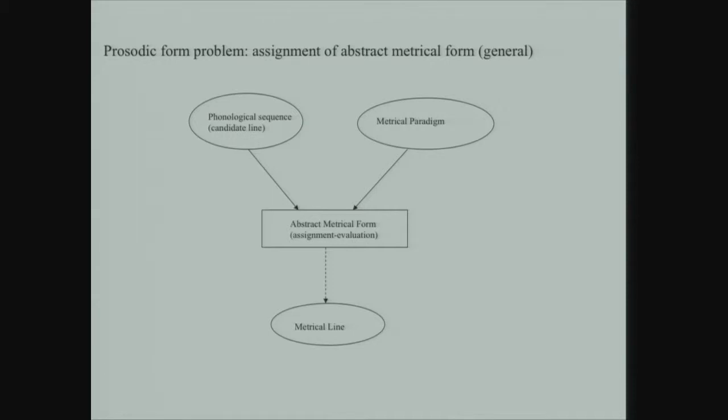So here's how I think it should be, or a reasonable way of laying it out. You have a line on the left, you have some kind of metrical paradigm on the right, and then you have some principles which will allow you to evaluate whether the assignment is correct or not. And if the assignment is correct, you either get an output or you don't. So you either get an ametrical line, in which case you don't get an output, or you get a metrical line, you get an output.